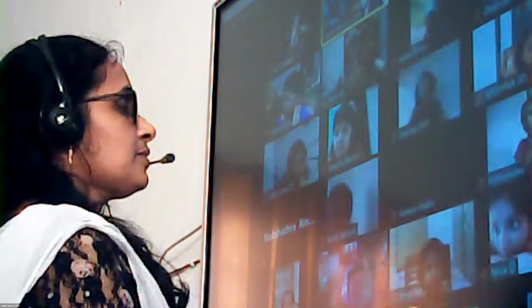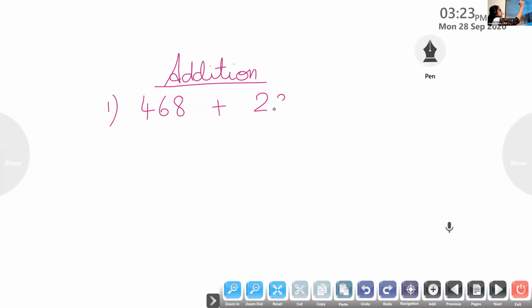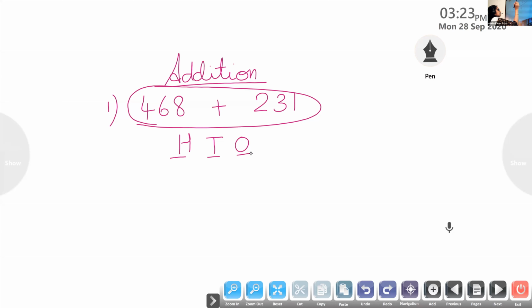Okay, next we are going to revise addition. I'm going to give 468 plus 231. This is given in horizontal form. First, you have to write those numbers in vertical form. Before writing in vertical form, write the places. Ones, tens, and hundreds. Then write the first number down, 468 plus 231. Then add the numbers.